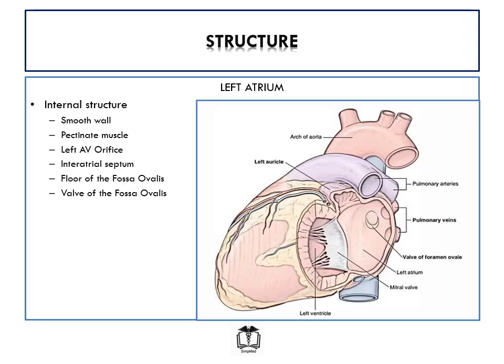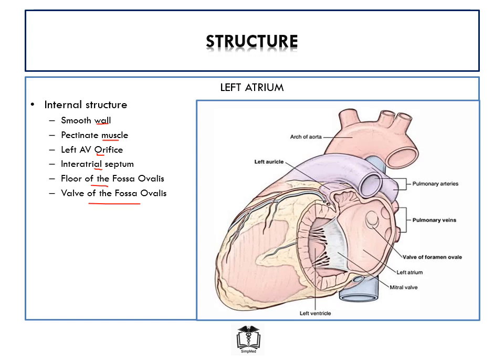When we cut open the left atrium and look into the interior, we tend to see six structures. The left atrium, just like the right, has a smooth wall part and a rough part made up of muscles. It also has its own set of left atrioventricular orifice and interatrial septum. And it has what we call the floor of the fossa ovalis and the valve of the fossa ovalis.